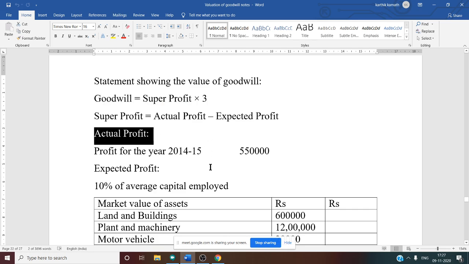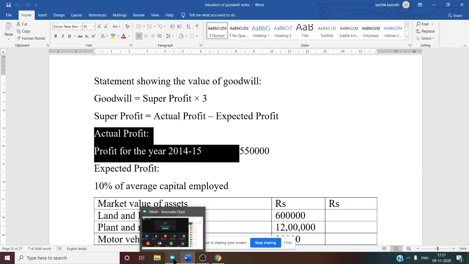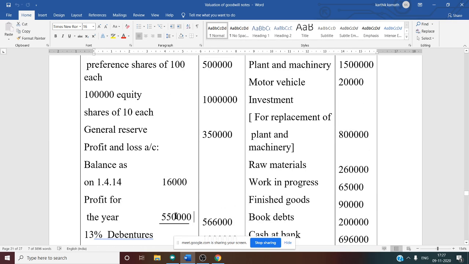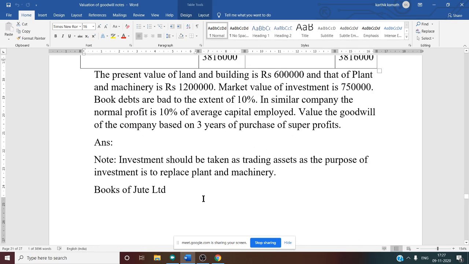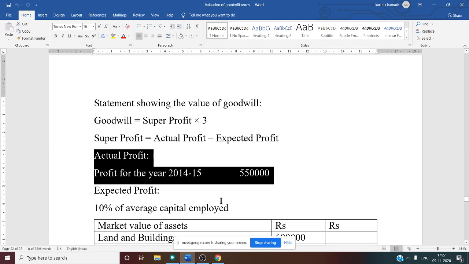Actual profit first we need to calculate. Actual profit, that is nothing but profit for the previous year. But in this question only last year profit is given, that too in the balance sheet. If you see under profit and loss account, they have said 5,50,000. So same thing we need to take as actual profit, 5,50,000, and there is no adjustment, that is there is no deduction of non-business income. Why? Because investment is for replacement of plant and machinery.